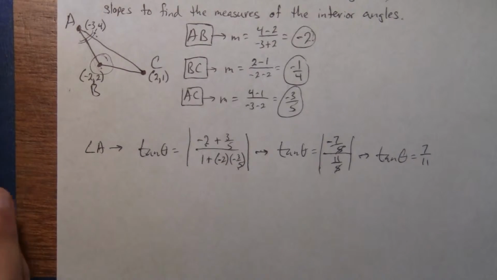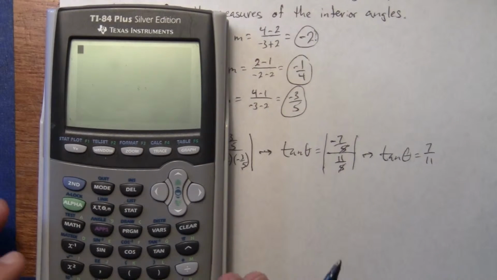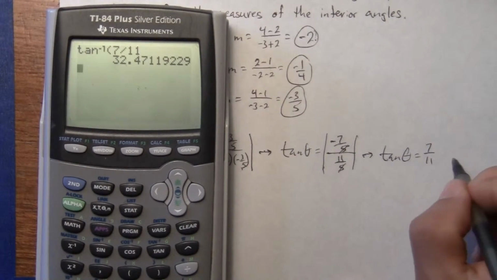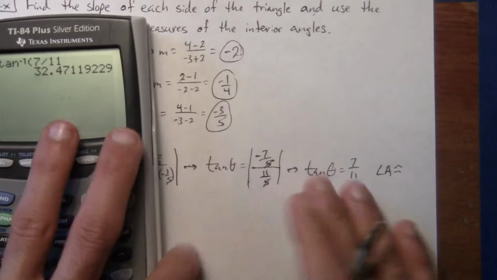And then I would go ahead and use my calculator. Now angle A looks like it's acute, so the answer that the calculator gives me will actually be right. So tangent inverse of 7/11, and angle A is approximately 32.5 degrees.